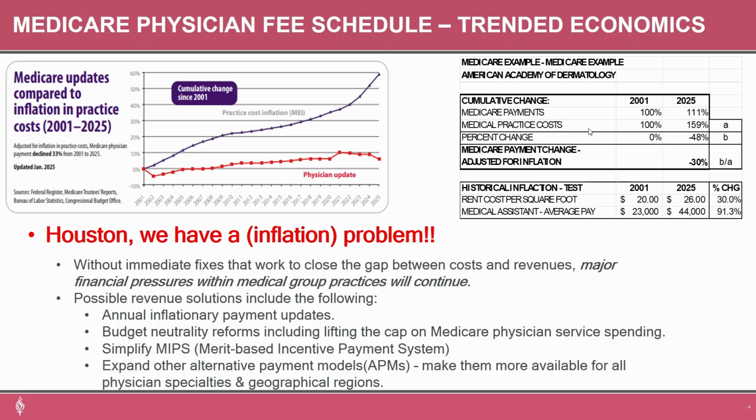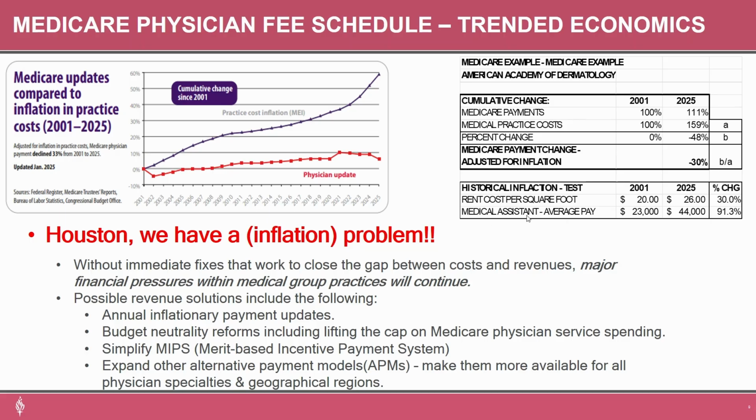I think it's important to test the assumptions around practice cost. Practice cost accumulation of 59%, is that reasonable? I have pulled a couple of cost components that most medical groups will see. One is the occupancy or rent cost per square footage. In 2001, it was $20. In 2025, it was $26. This represents a cumulative change of 30%. A little bit below the 59% we see overall, but let's take a look at another cost category.